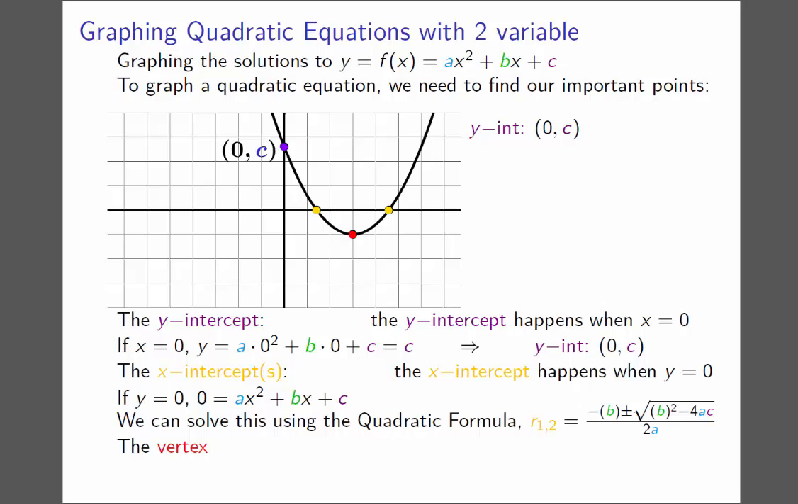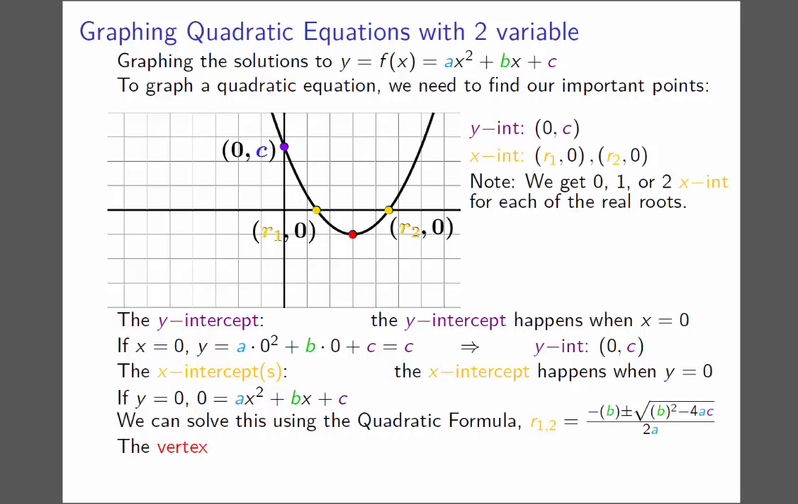And once we know these two values, r1 and r2, we get that the x-intercepts are r1, 0 and r2, 0, because the x value is either r1 or r2, and the y value is 0. Remember, depending on the discriminant, we either get 0, 1, or 2 real roots, which means that we either get 0, 1, or 2 x-intercepts, one for each of the real roots.